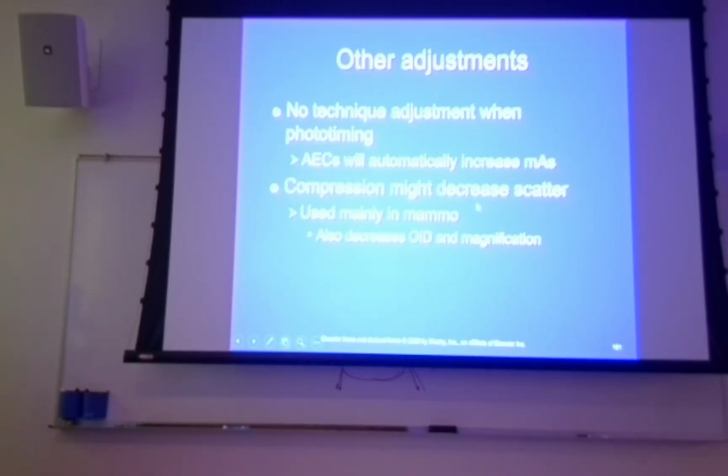Compression, I mentioned that before, might decrease scatter radiation. You just don't see it used a whole lot.